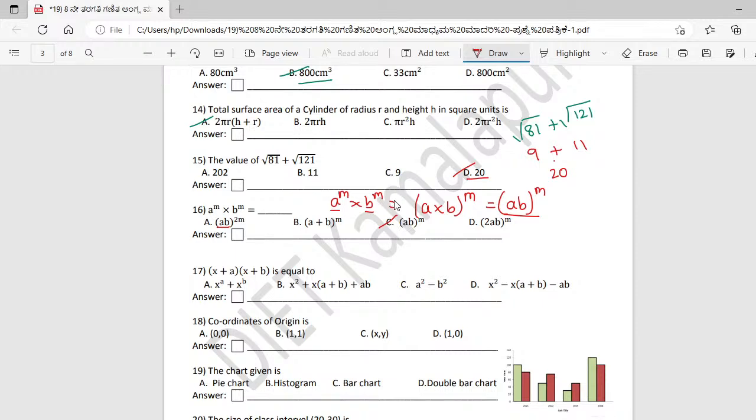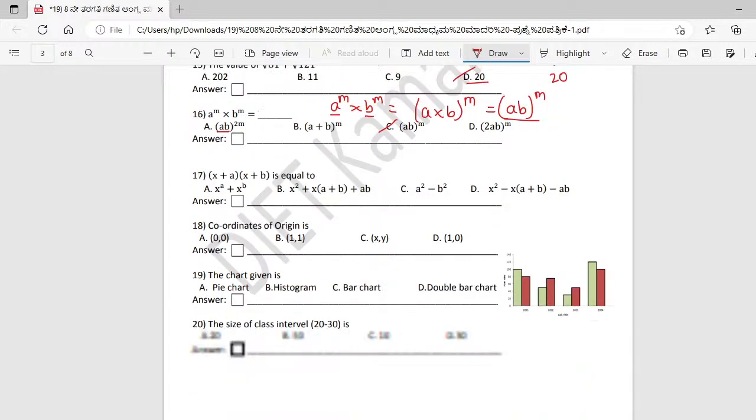Okay, now for the 17th one, they're asking to write down the formula. What is the expansion of (x + a)(x + b)? I hope everybody knows this formula. What is it? That is x square plus x of (a + b) plus ab. That is the formula for the 17th one.